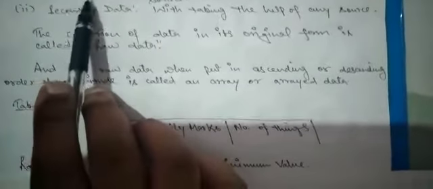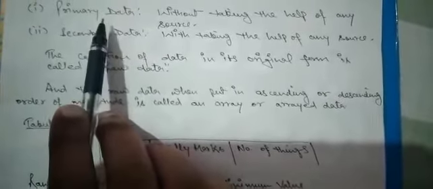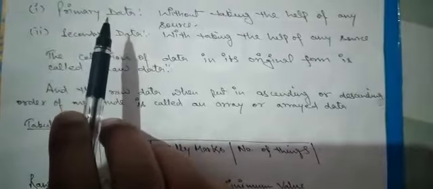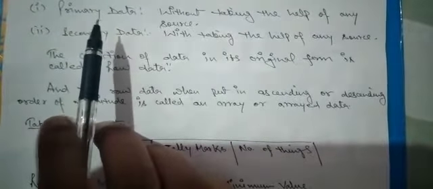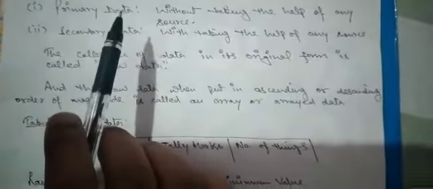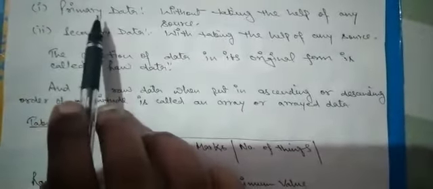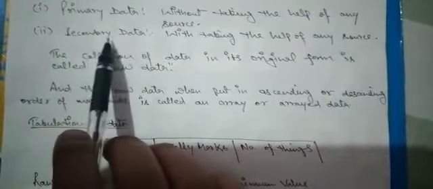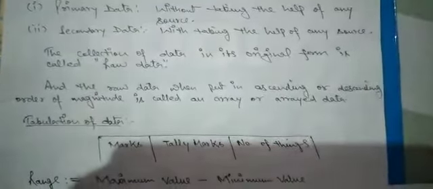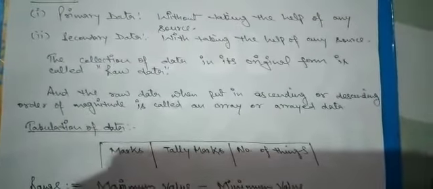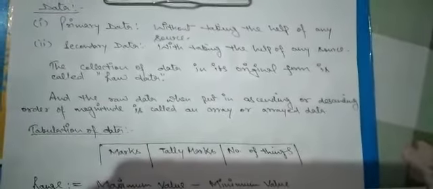Data is also of two types. First is primary data. Primary data means if you are getting the information without any help, that kind of data is known as primary data. And secondary data: if you are getting the information with the help of any source, that kind of data is known as secondary data. One more type is raw data.